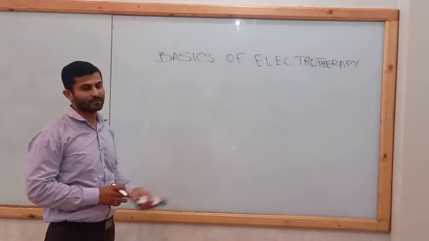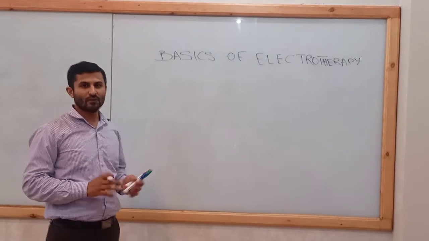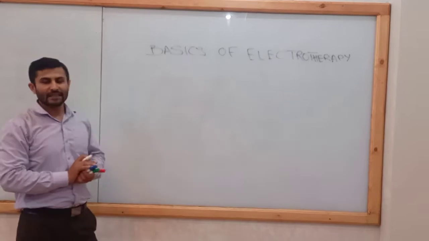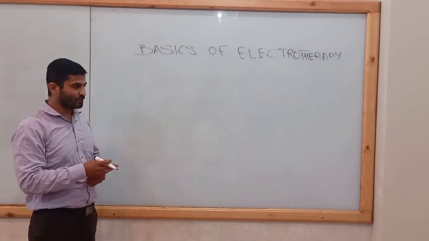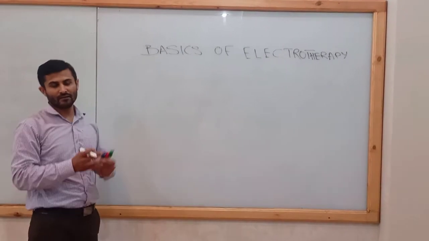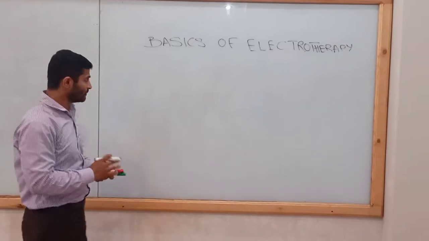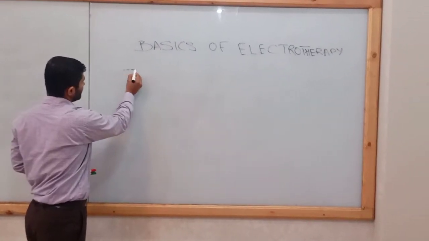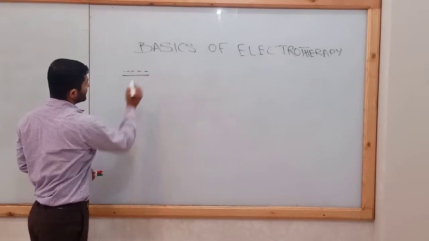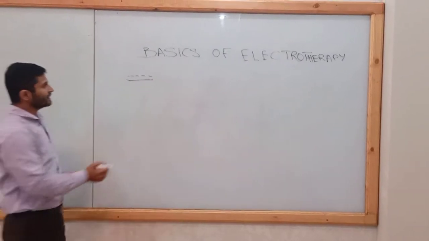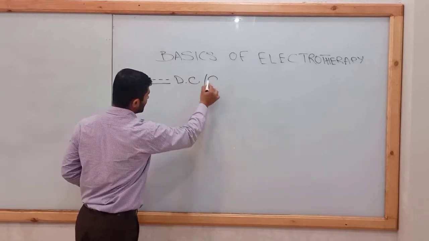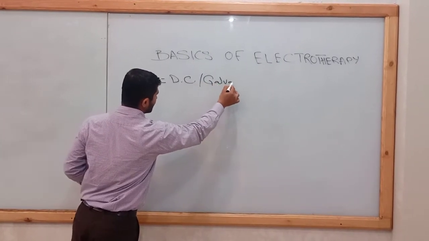Discuss some basic concepts of electrotherapy. So first of all, we need to learn about the currents. I will try to use the international symbols, so you need to remember these symbols because these are used in daily modalities. So first of all, this symbol is representing the direct current, which is also called the galvanic current.